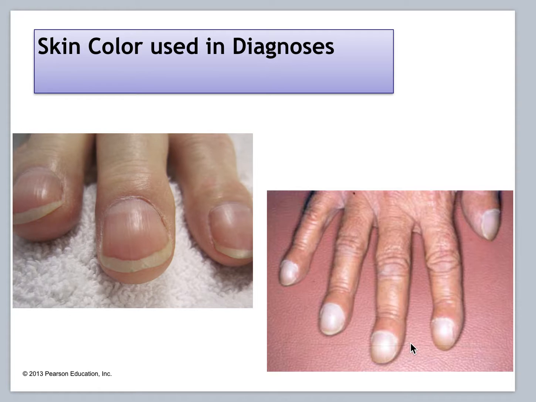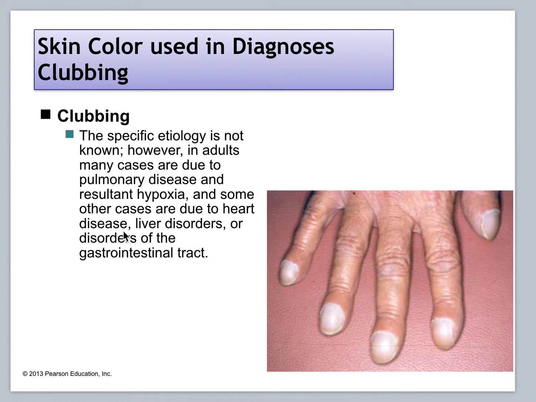This is not skin coloration, but this is a characteristic feature of the nails. Notice that the nails have a rounded shape and a swollen appearance on the end. This condition is called clubbing. And this is seen with pulmonary disease, cases like heart disease, emphysema, COPD, chronic lung disorders, cystic fibrosis, things like that would cause this condition called clubbing.